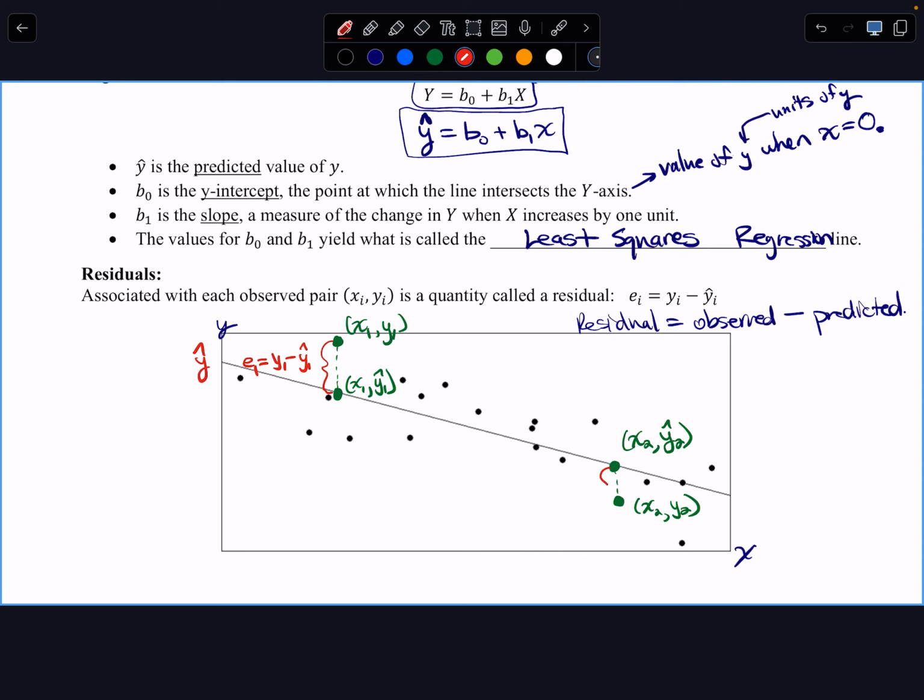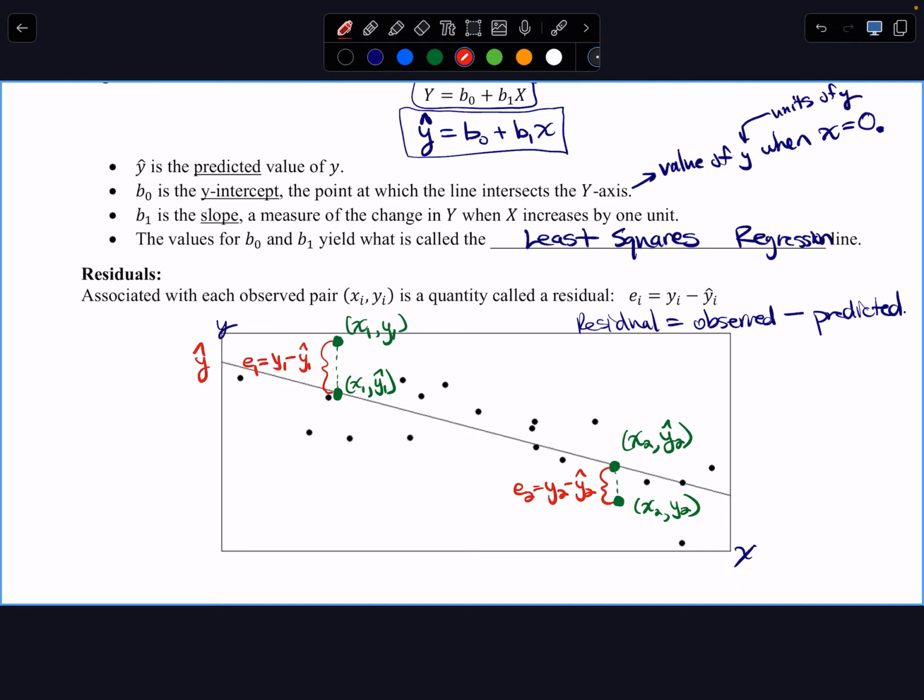So this difference here is my second residual. Now this time, my residual is going to be negative because that point is below the line. So some of my residuals are going to be positive, others are going to be negative, right? But this helps me get to what I'm calling the least squares regression line.